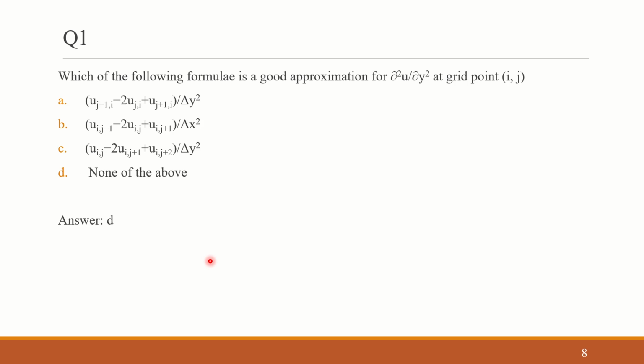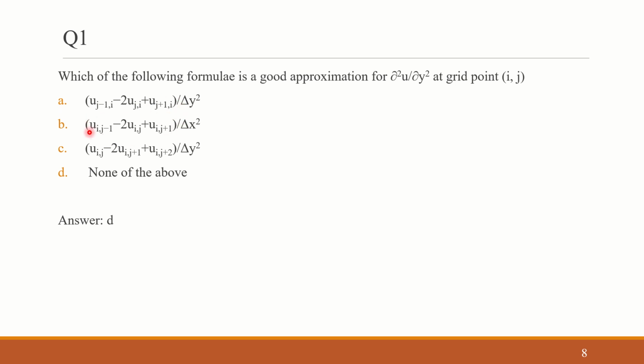So if we go back and look at the options given, we'll see how we can eliminate them first. Okay, the first option is correct in terms of these coefficients, that is u at i comma j minus 1 minus 2u at i comma j plus u at i comma j plus 1 divided by delta y square. So what mistake is visible here? It should be 2 times delta y square, but the 2 is missing, so it is false.